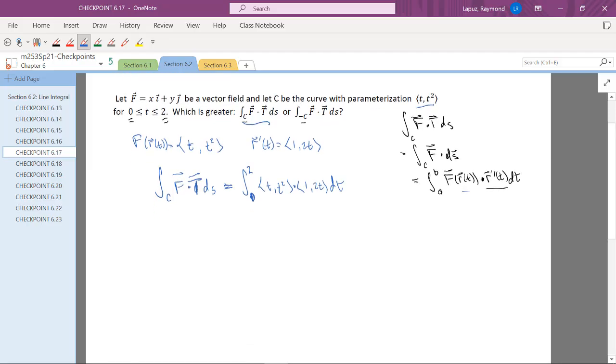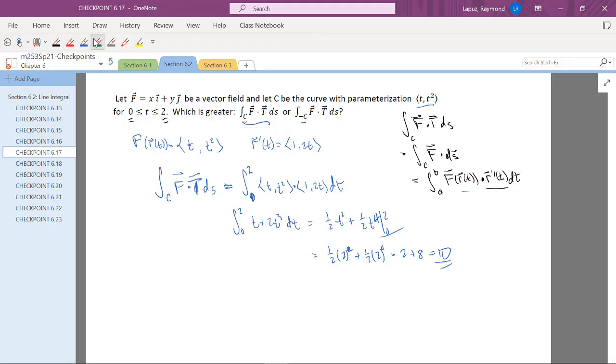and so the dot product is going to give us t plus 2t cubed, so the integral from 0 to 2 of t plus 2t cubed dt, and this is just 1/2 t squared plus 1/2 t to the fourth, evaluated from 0 to 2, and we put 2 in. We put 0 in, it's going to go away, so we can knock that out and put 2 in. We're going to get 1/2 times 2 squared plus 1/2 times 2 to the fourth. So 2 squared is 4. 4 divided by 2 is 2. 2 to the fourth is 16. Divided by 2 is 8. And so this is going to be 10.